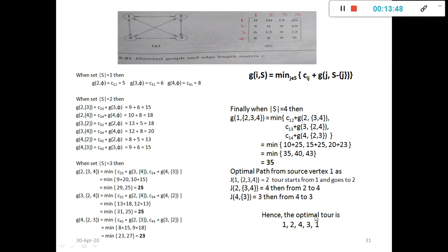Finally, the optimal tour is that the salesperson starts his journey from vertex 1, then next visits 2, then vertex 4, then vertex 3, and from vertex 3 he returns back to the original vertex 1. This is the optimal tour for this given example, and the minimum cost of this tour is 35.